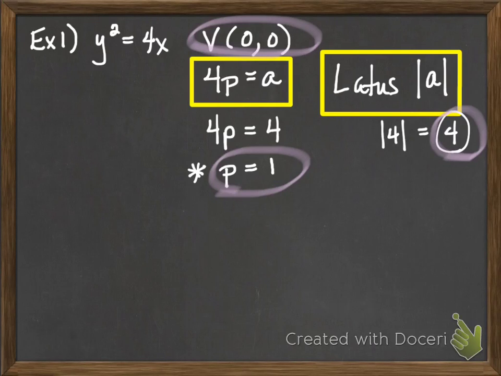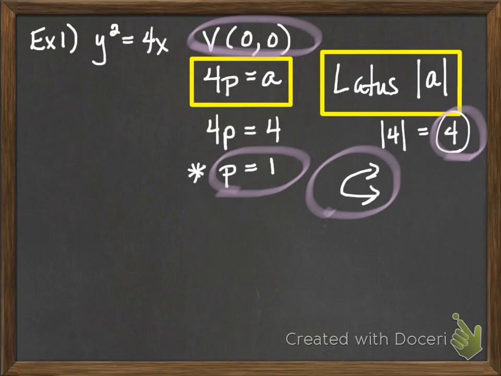So let's look at what's not squared. The x is not squared, so since the x is not squared, the parabola will either go left or right. And since A is positive, the parabola is going to go to the right. So there's really 4 things.